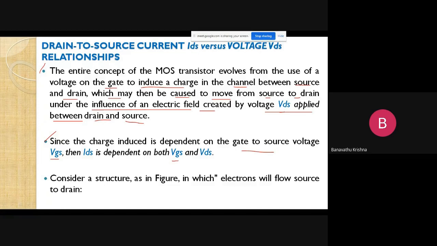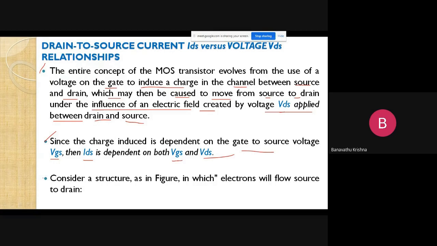By this VGS voltage, the charge is induced in the channel, meaning the channel is established between source and drain. If the channel is available, then the charge carriers are ready to move from source to drain. If you are applying any external force at the drain, that force is VDS. Due to this force, and the channel being available due to VGS, the electrons, the charge carriers, will move between source and drain. Then we expect a current IDS. So IDS is dependent on both VGS and VDS.